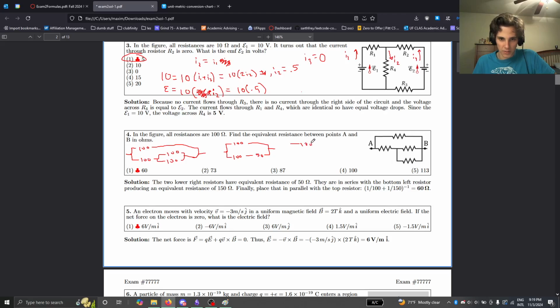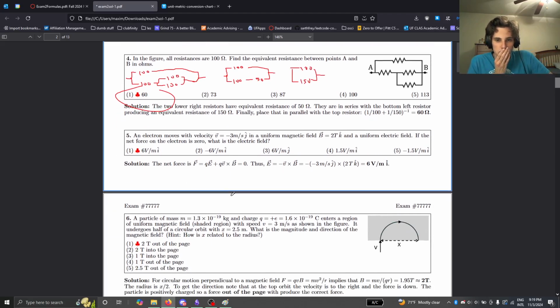Then we can add the resistors in series, 150. And then you will need to do this on the calculator. 1 over 100 plus 1 over 150, and then invert it. It gives you 60. So, boom. Okay. Let's get to the fun stuff.